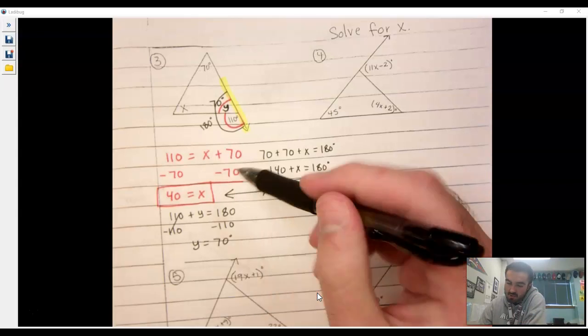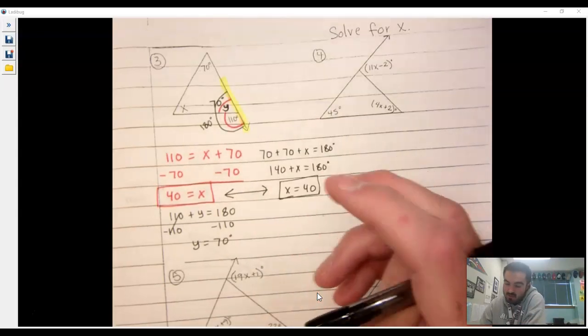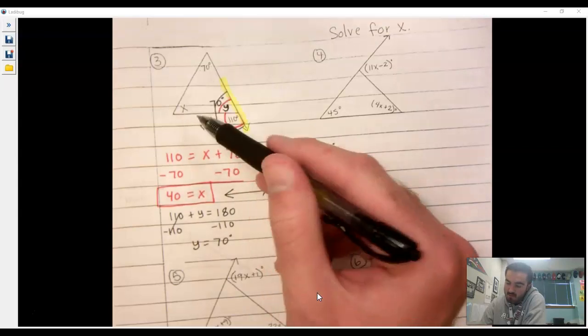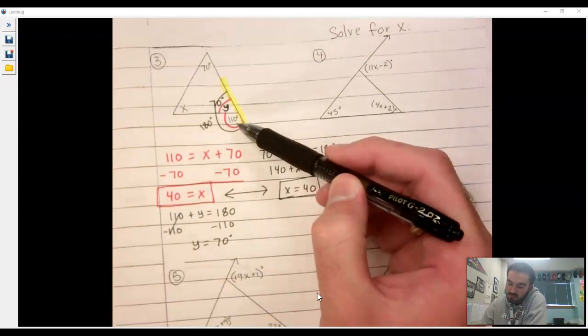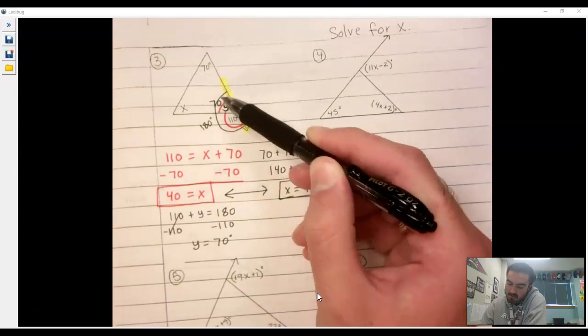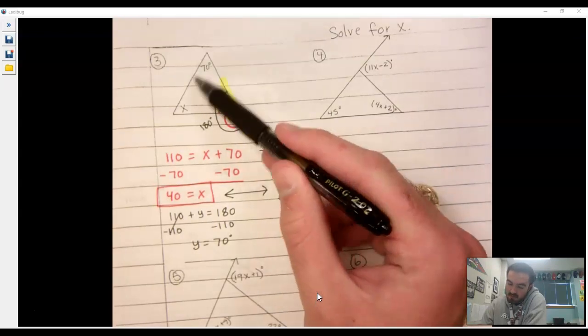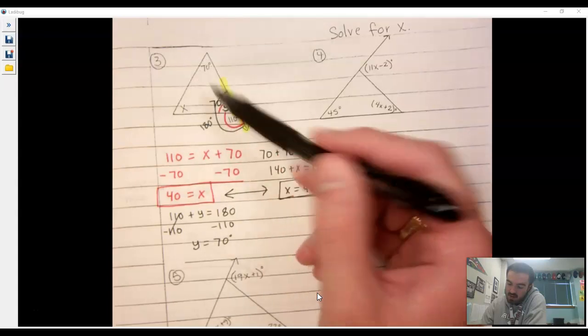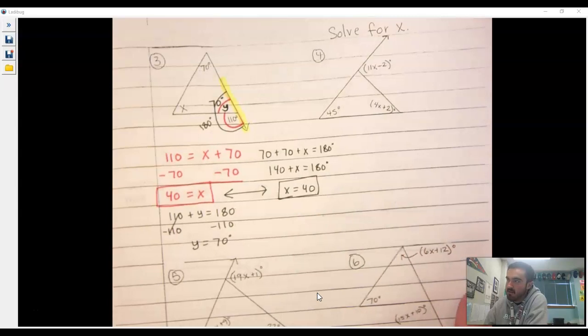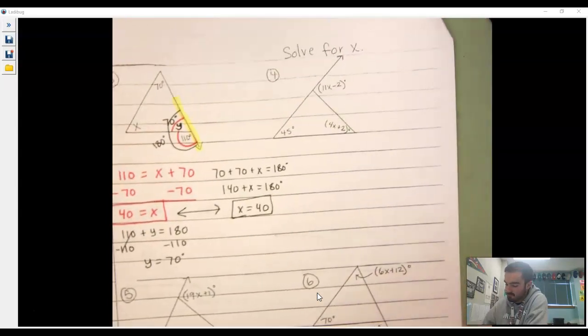Okay, we either used the triangle exterior angle theorem, where we set 110 equal to x plus 70, or we used both the supplementary angle idea and the sum of the angles in a triangle add up to 180 to figure it out as well. Either way works. Okay, let's try number 4.